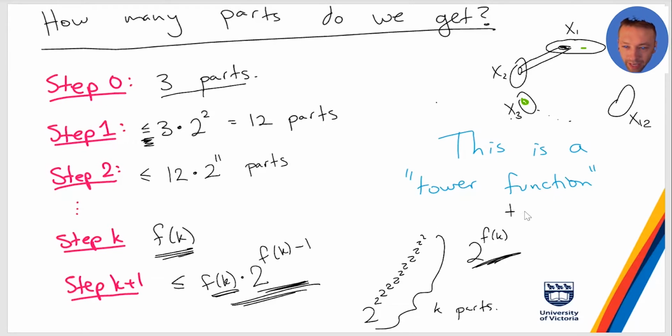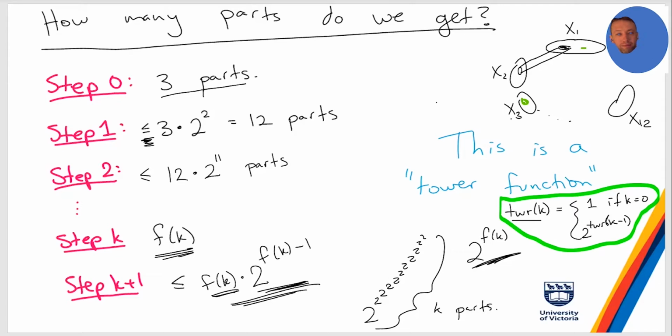So tower, I guess, is the notation. Tower of k is the function defined as 1 if k is 0, and otherwise it's 2 to the tower of k minus 1. I'm only defining integers here. So the number of parts you could get is something like a tower if you do this for k steps. Okay, so these are numbers which are ridiculous, but that's what you get, and that explains something.